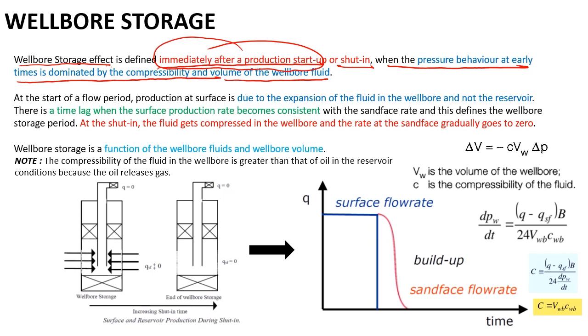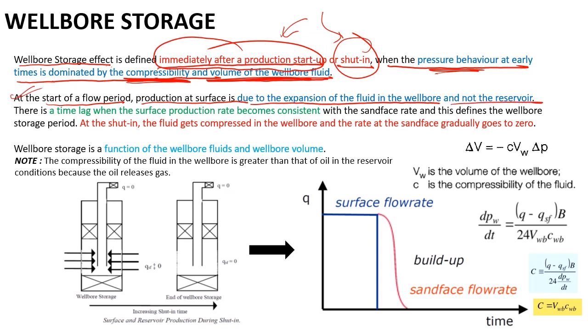So that's one time. And second, let's say I have produced my well for some time, and now I have gone for a shut-in. At that time, for the initial time of shut-in, I will experience some disturbance in the pressure behavior. This pressure behavior disturbance at the early stage of the shut-in or the production startup is dominated by the compressibility and the volume of the wellbore. This is a function of the compressibility of the fluid in the wellbore and the volume of the wellbore fluid. At the start of the flow period, my production at the surface is due to the expansion of the fluid in the wellbore and not the reservoir.